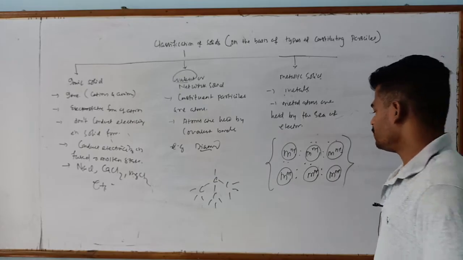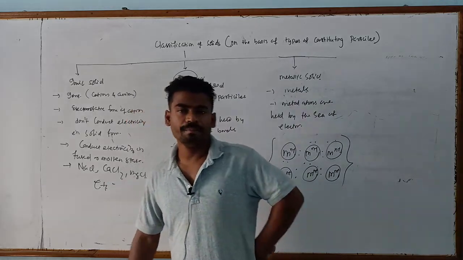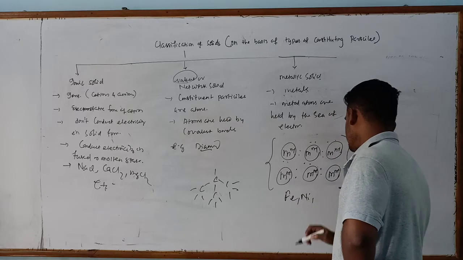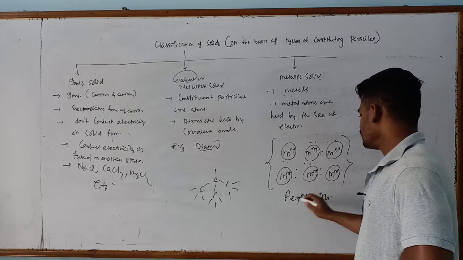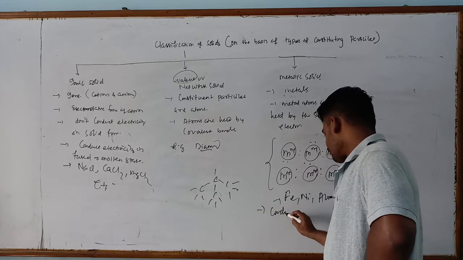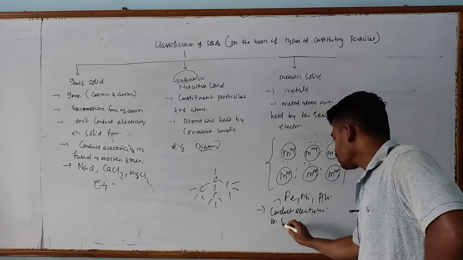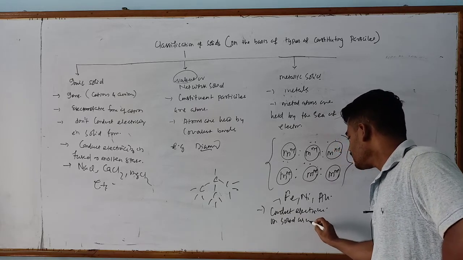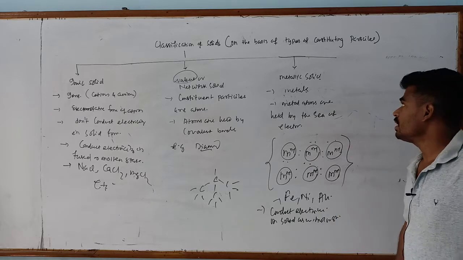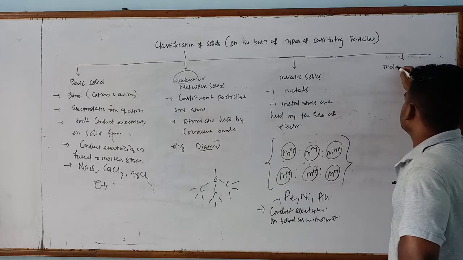And these metallic solids have high melting points: iron, nickel, gold. These are your metallic solids, and they conduct electricity in the solid as well as molten state. They can conduct electricity. And next, the last category, that is your molecular solid.